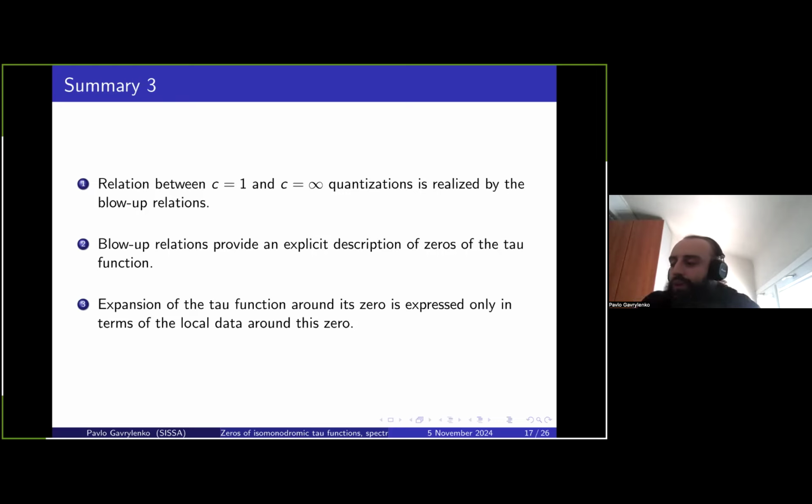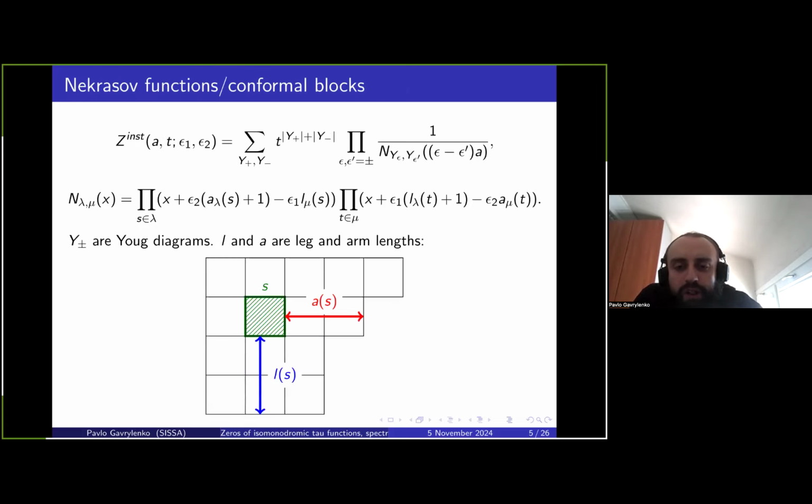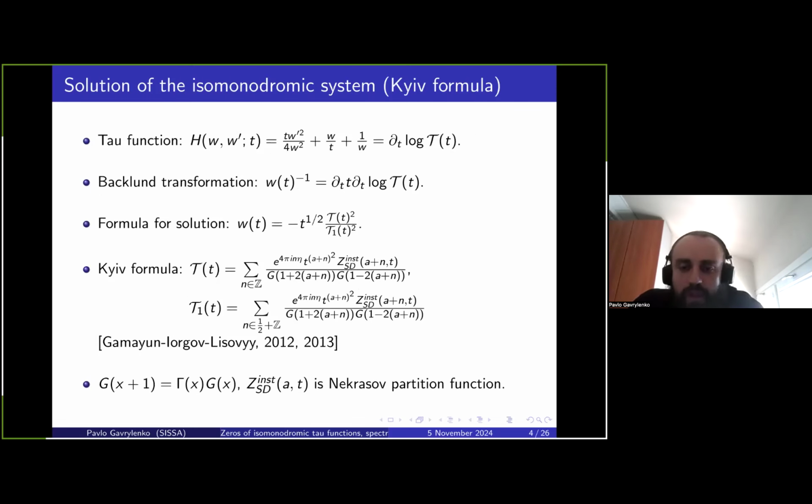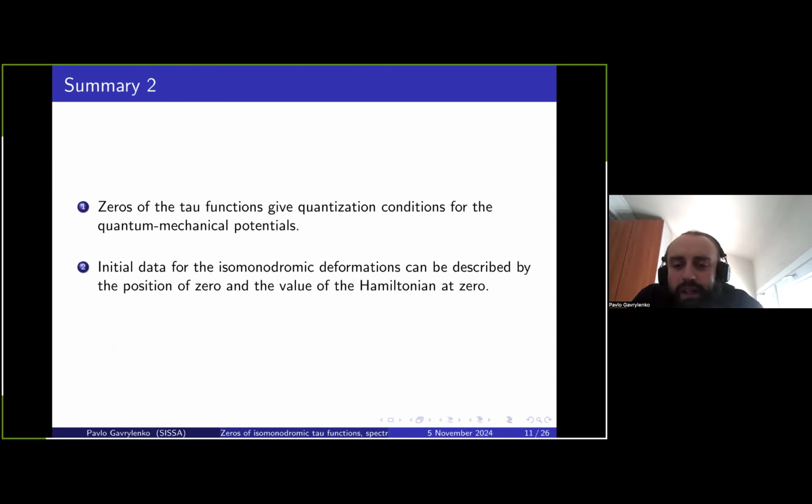And if we try to expand this tau function around the zeros, then the only parameters of this expansion will be the position of the zero and the value of the Hamiltonian. So these are local parameters around that point. And so it should be compared with this original Kyiv formula where the tau function was parameterized by monodromy data. This expansion around zero can be described in a different way. It can be described in terms of U and lambda.